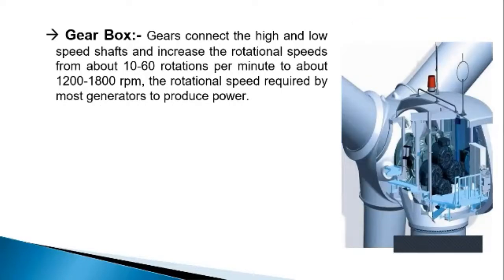Then next is the gearbox. Here is the diagram of the gearbox. In the gearbox, gears connect the high and low speed shafts and increase the rotational speed from about 10 to 60 rotations per minute to about 1200 to 1800 rpm, the rotational speed required by most generators to produce power.